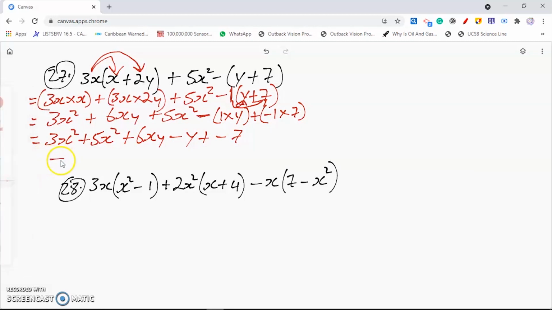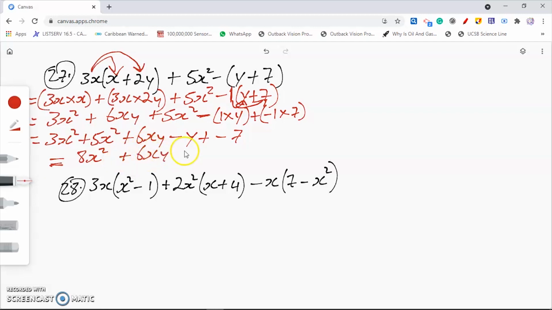We can simplify further, and when we simplify further, we get 3x squared plus 5x squared, that's 8x squared, plus 6xy minus y minus 7, because these two signs here are equivalent to a negative sign, so minus 7. And there is nothing else we can do to simplify this expression, so that is our final answer.